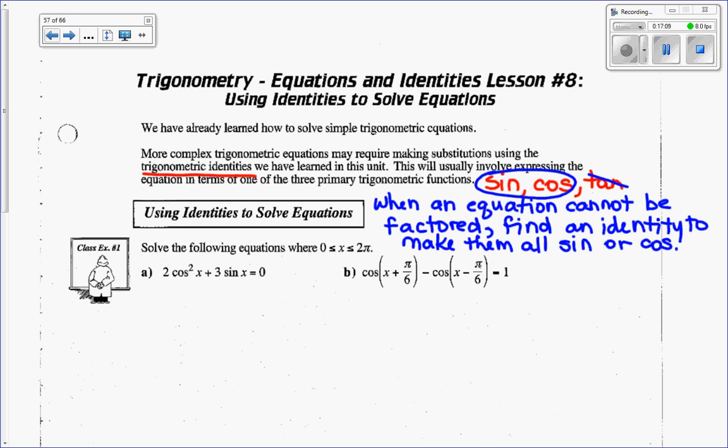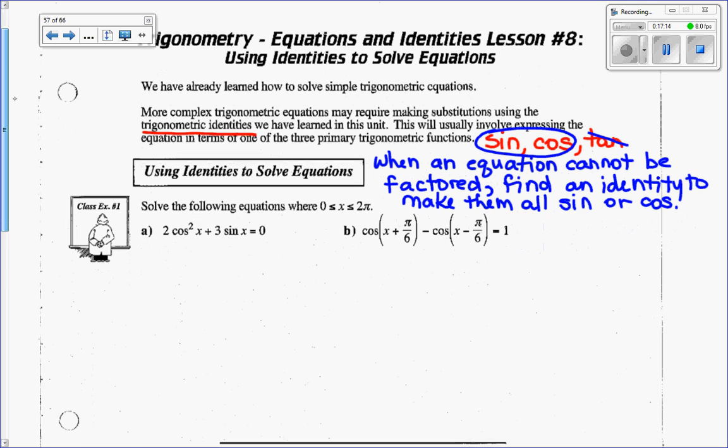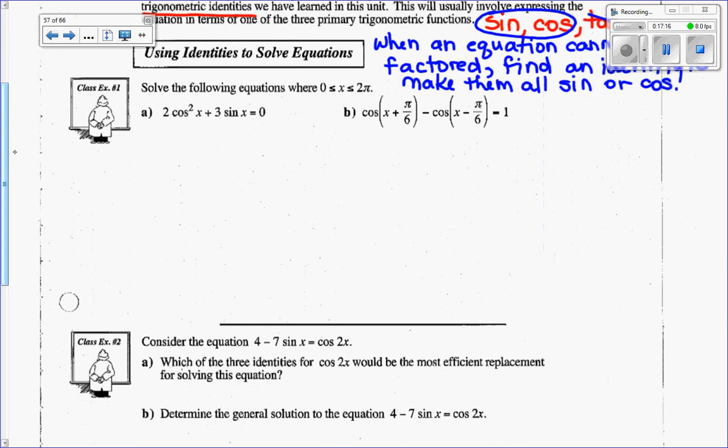Okay? And that's kind of what we've been doing all along. We have been changing our tans and substituting them for sine over cos. And so you're going to do that in this case as well. When an equation can't be factored, we will look for an identity that uses sine and cos. Okay, so the first one says, solve the following equations where our x is between 0 and 2 pi. So, first of all, we're going to look at this equation and we're going to ask ourselves first if anything can be factored.